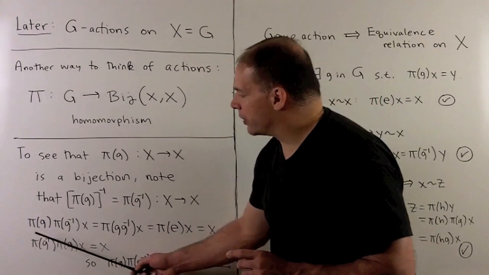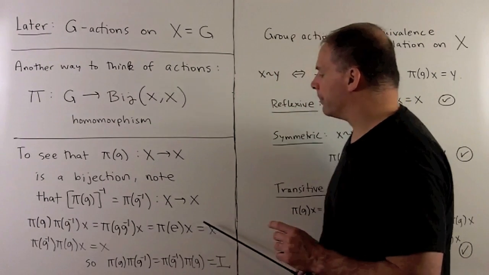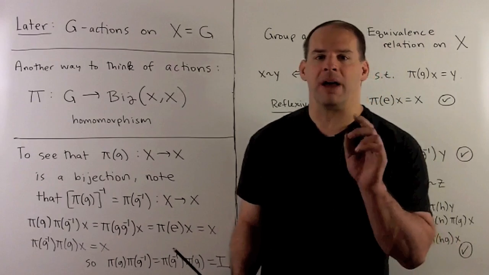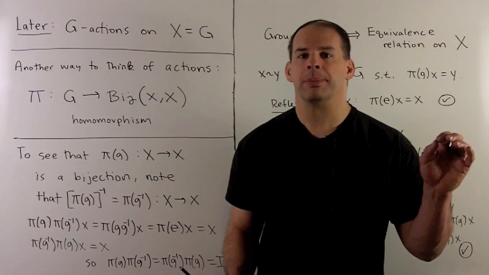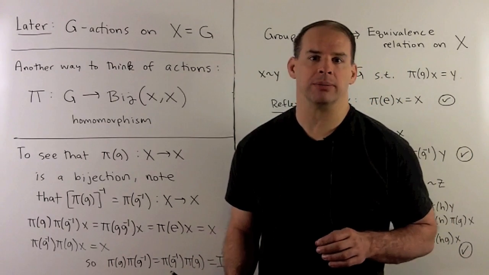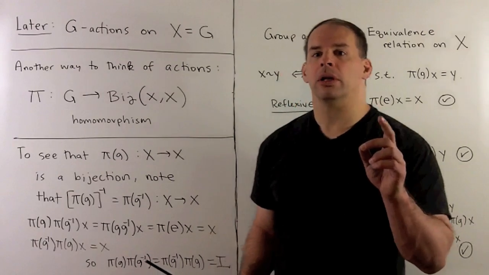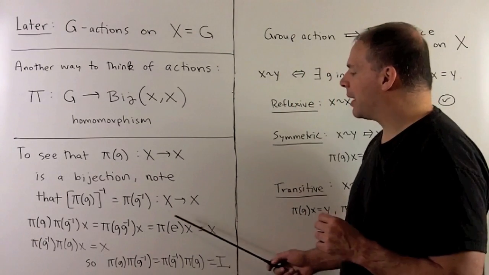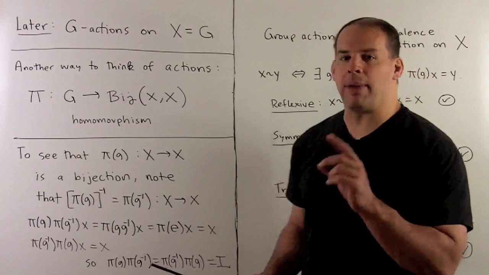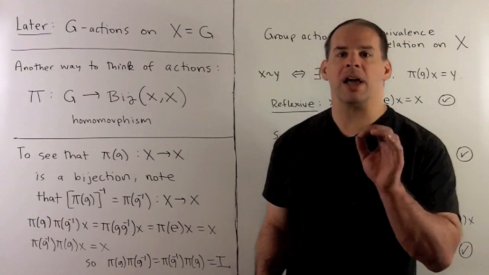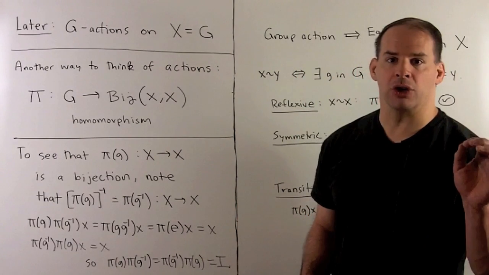Now, we show this in the other order using the same argument. So we have that pi of g and pi of g inverse are inverse to one another. So pi of g is a bijection. Note, it's crucial that we use that pi of the identity was the identity map on X. Otherwise, it's not clear what we use for the inverse function.